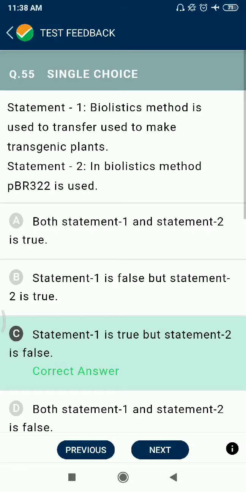Question number 55. Biolistics method is used to make transgenic plants. Correct. And in biolistics method PBR 322 is used. No.